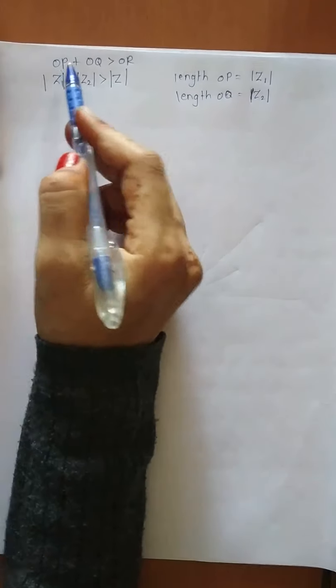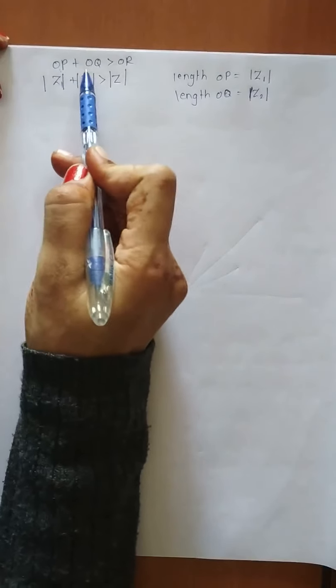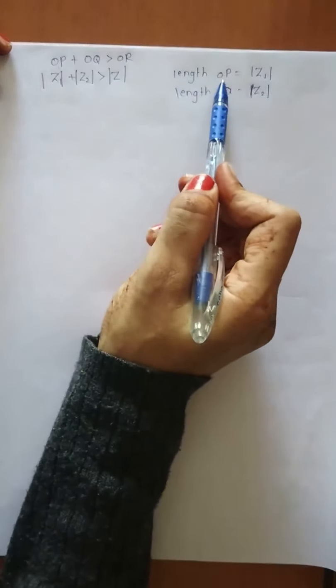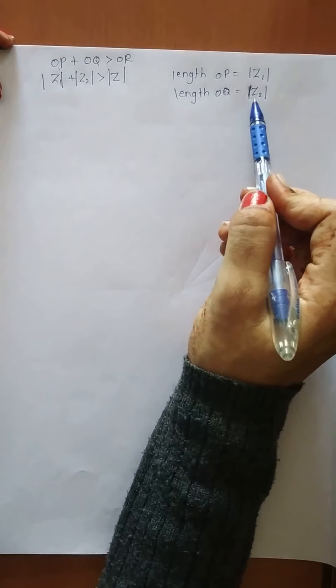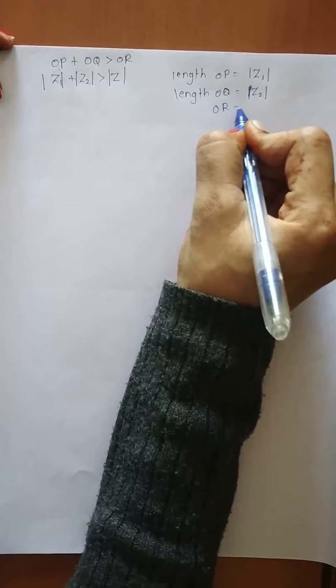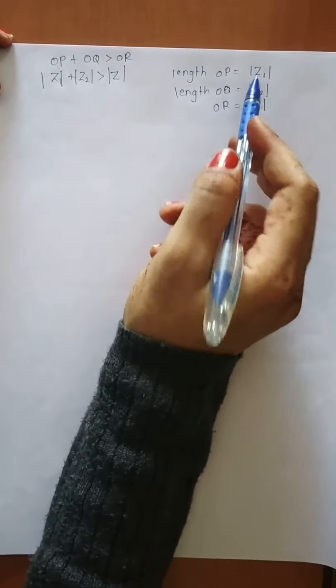So observe this, OP plus OQ is greater than OR, that we have already derived. Now the length of OP is calculated by finding the modulus of Z1. Similarly for OQ it is the modulus of Z2, and for OR it will be the modulus of Z. Now I have substituted these values.